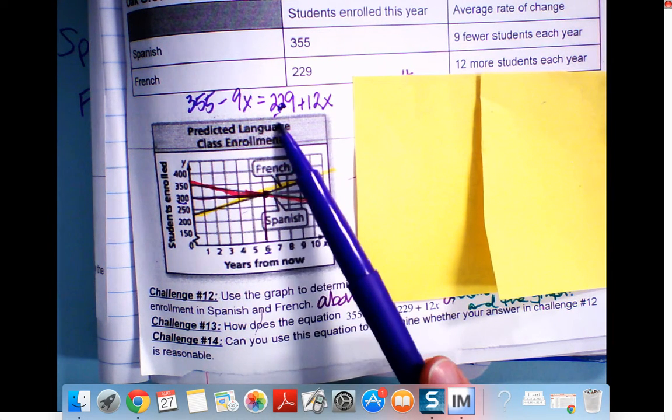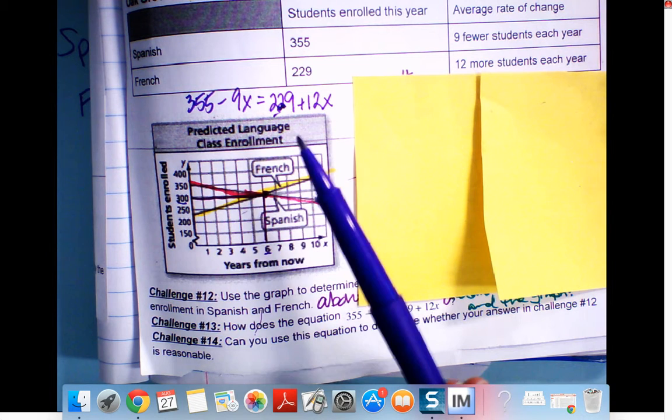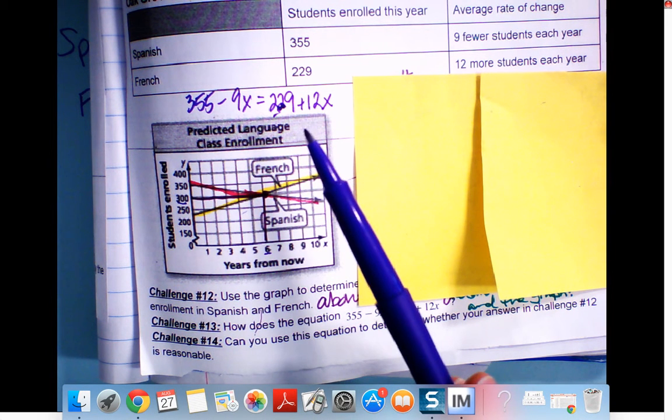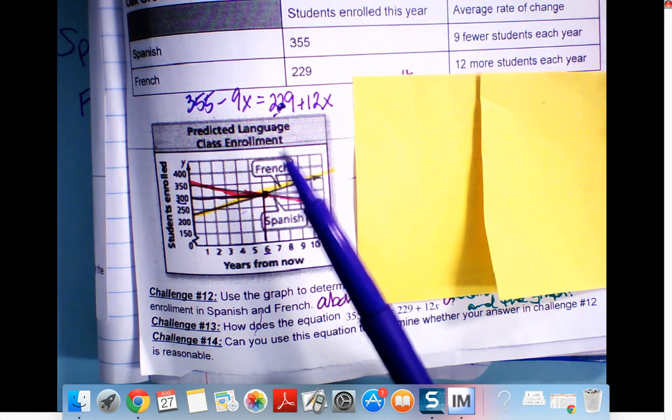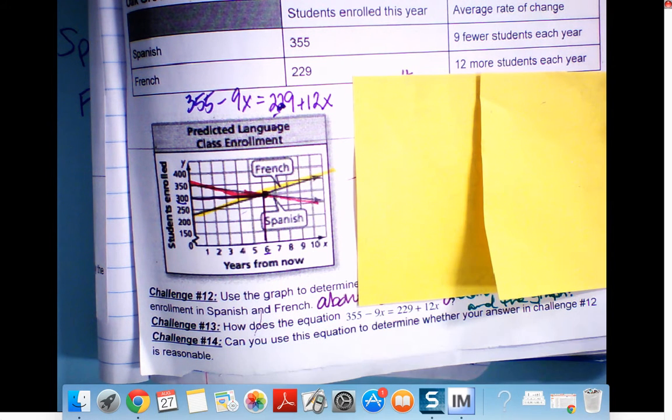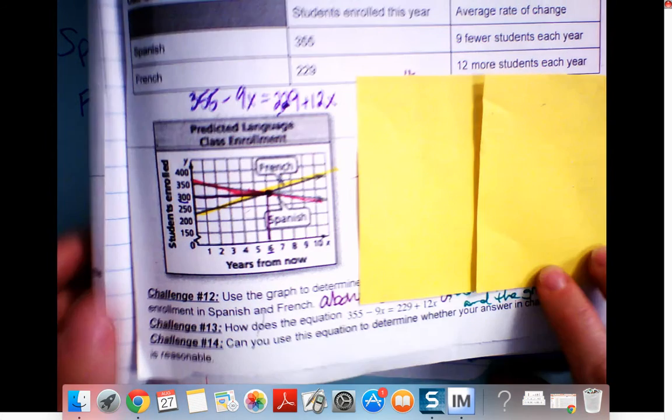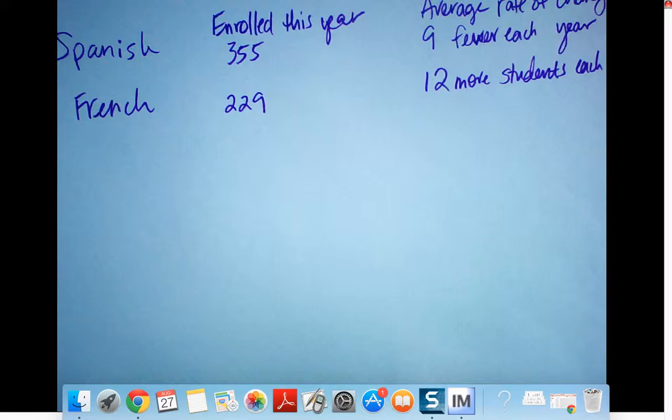I think that's so cool because it's just a different representation of the same thing. And then the last one is, can you use this equation to determine whether your answer in challenge number 12 is reasonable? Our answer in 12 was 6 years. So we're going to substitute that into the equation that we have.